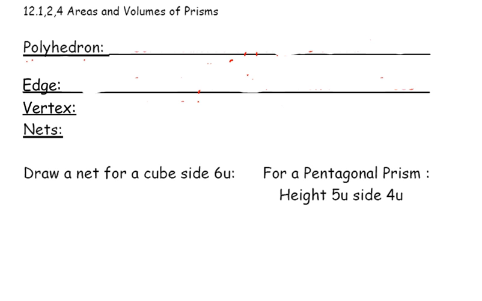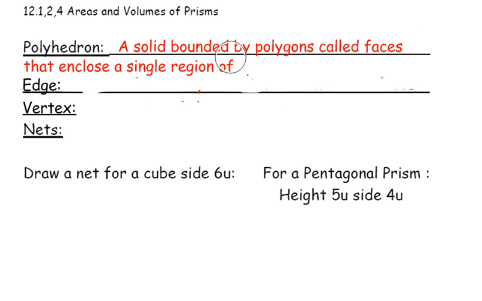So we're going to begin with a couple of definitions. First, we have a polyhedron. A polyhedron is a solid bounded by polygons called faces, and it encloses a single region of space. So what that means is, if the faces of a polyhedron are polygons, polygons, you remember, are closed plane figures with three or more sides. So we are not talking about circles, anything rounded. They must have straight edges.